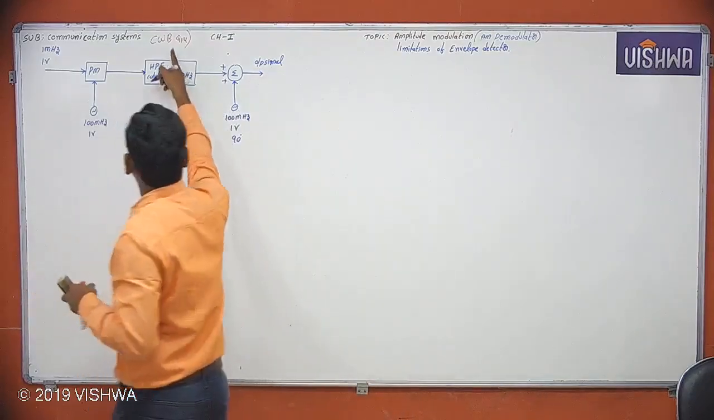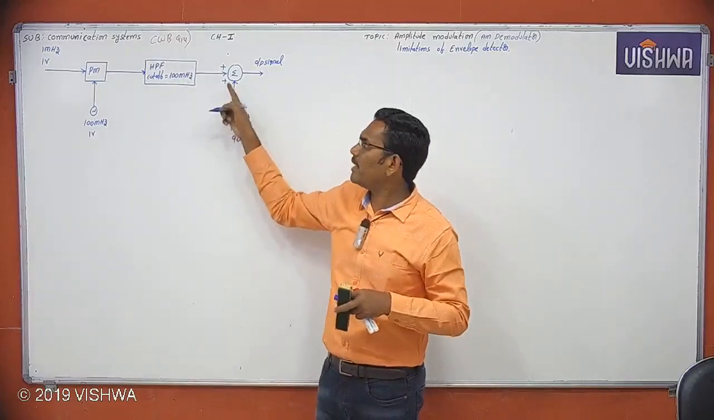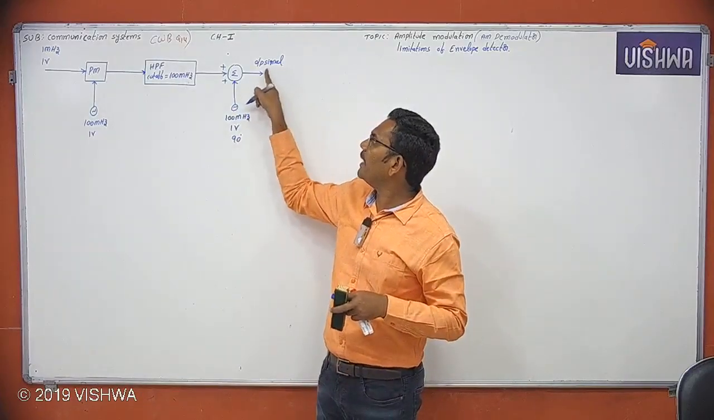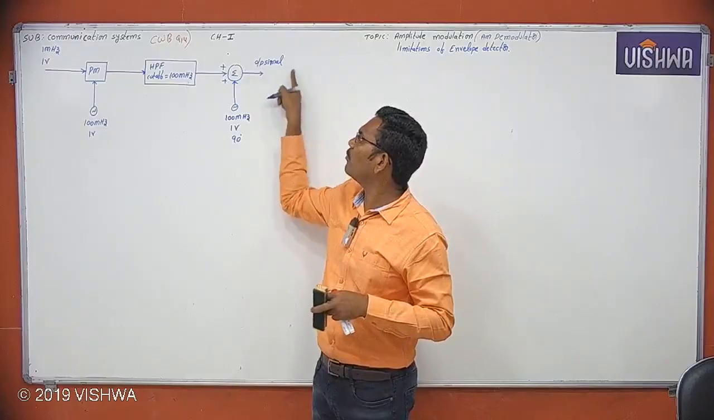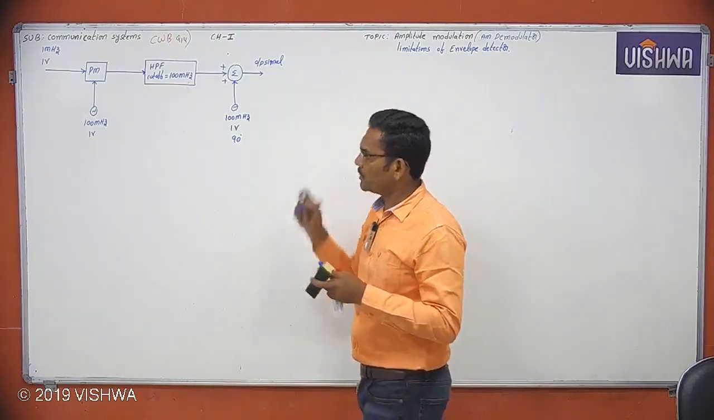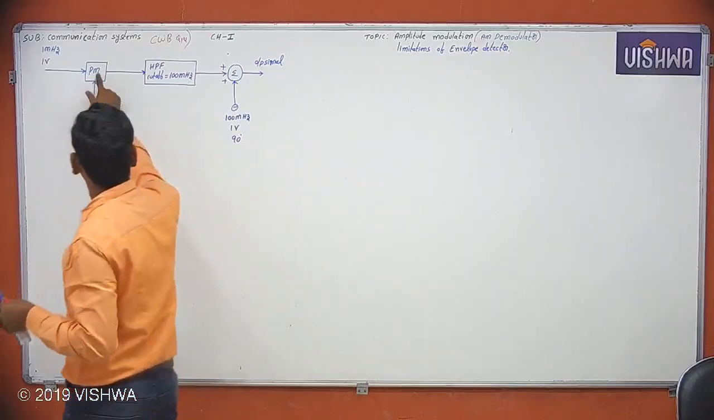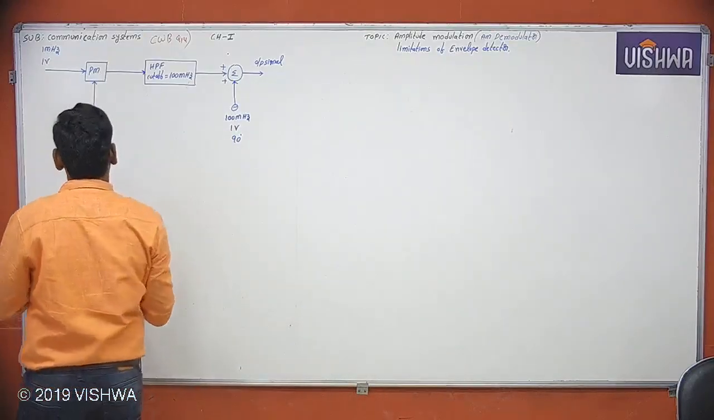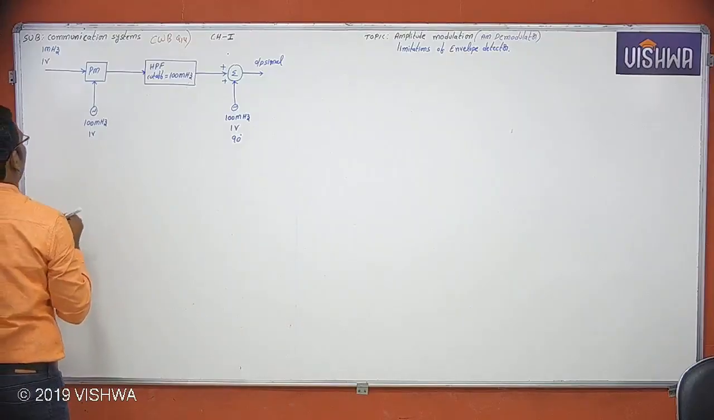Now, question number 4 is: consider the system as shown in the figure below. Determine the envelope of the output signal. Whatever the output signal is, he is asking for its envelope. First you find what the output signal should be. This is the PM, which means product modulator. A product modulator is nothing but a multiplier.